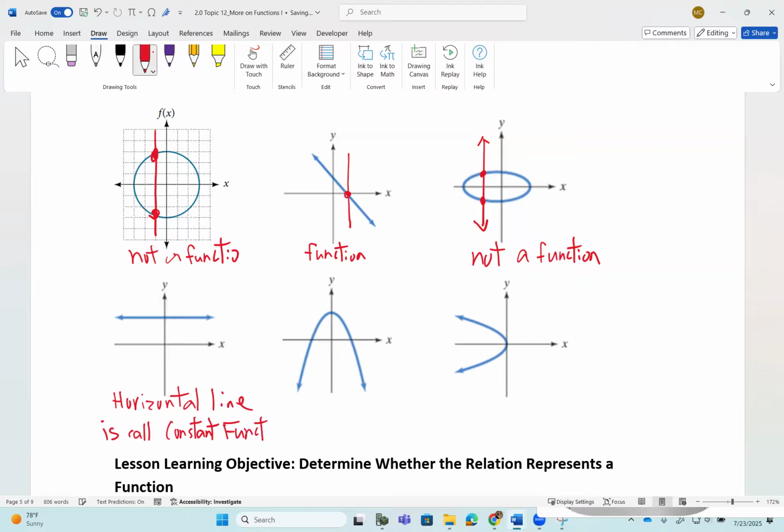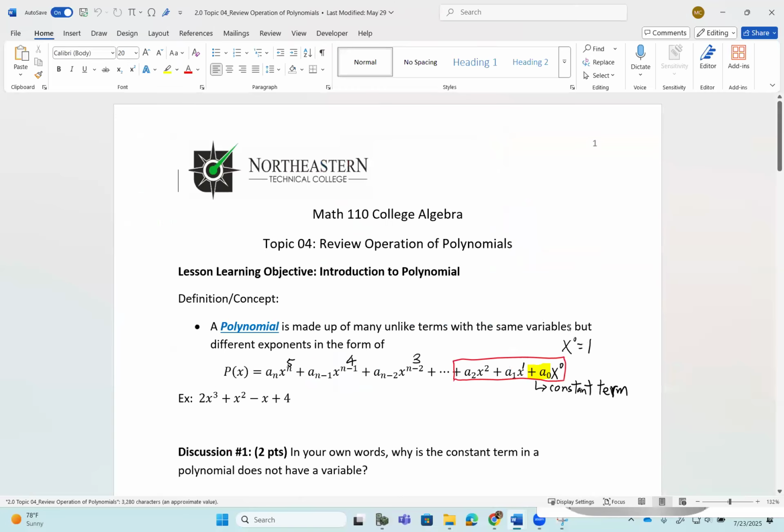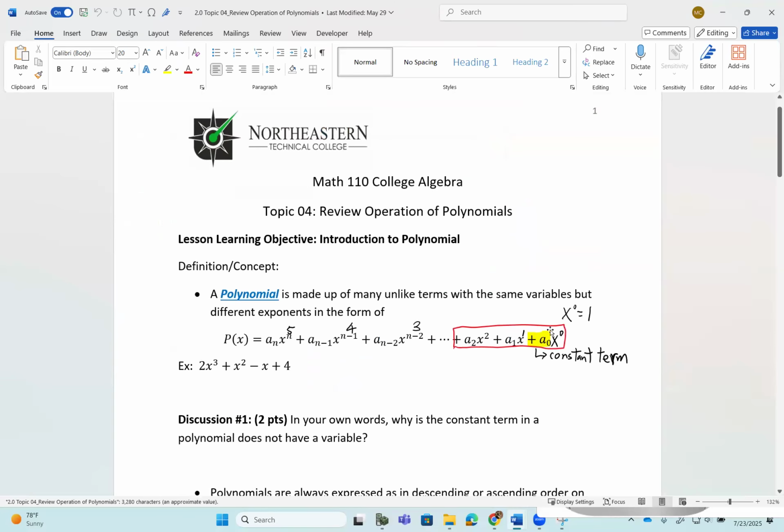So if we go back to what we reviewed a long time ago about polynomial, topic number 4. See, constant term is a last term without the variable, right? So if you see an equation says y equal to just a number, it's considered as a what? A constant function. Horizontal line is a constant function.